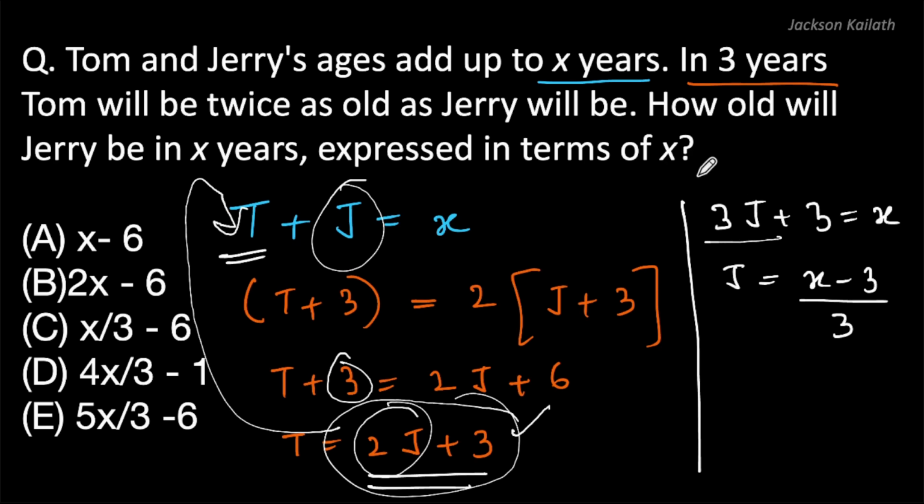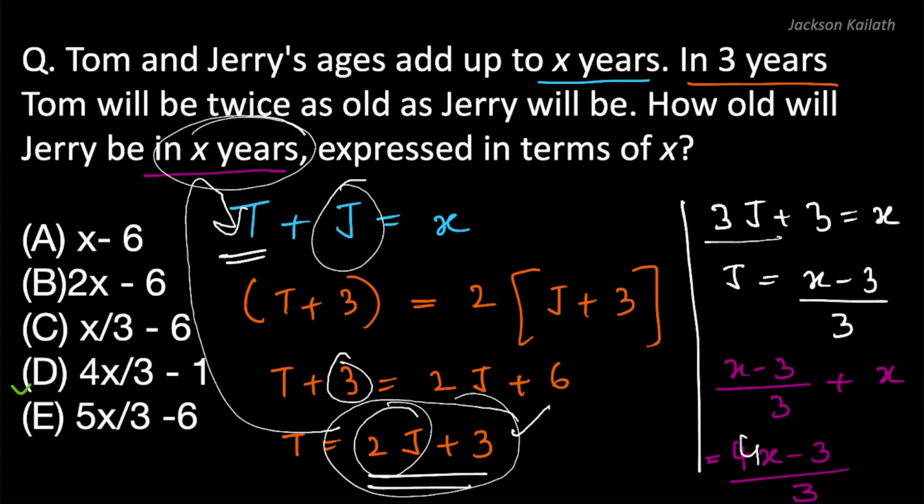Now the question asks us how old Jerry will be in X years. So this is Jerry's current age. So in X years you need to add X to it. So Jerry will be (X minus 3) by 3 plus X years old, and that's the question. So this is what you need to find out. And now let's take a look at the answer options. You can see that this simplifies to (4X minus 3) divided by 3.